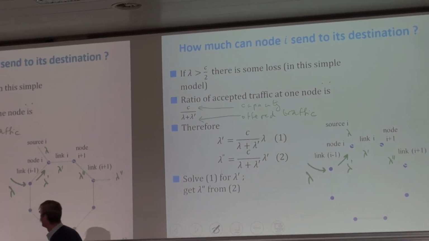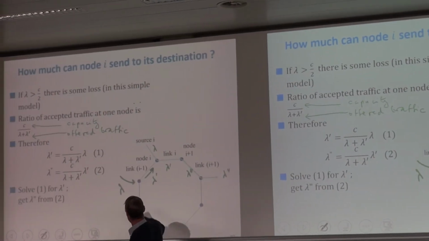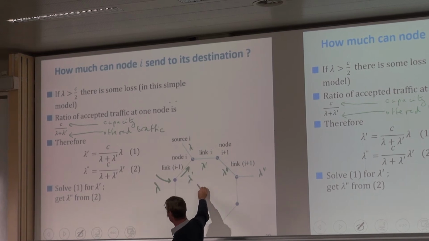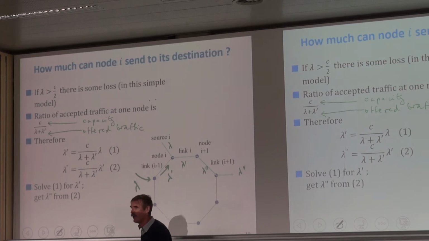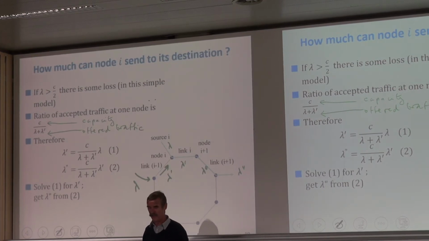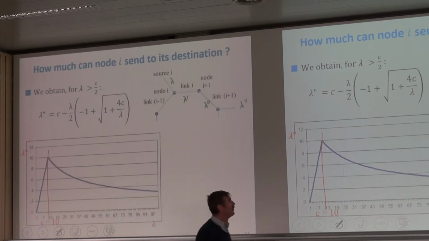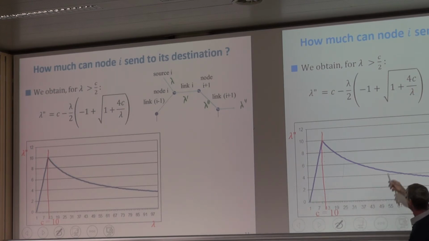This is relatively straightforward. Now, what is my problem? I know lambda. I want to find what is lambda second. I have this intermediate variable lambda prime, but since I have two equations, I can eliminate lambda prime, and with a bit of maths, I can get lambda second from lambda. This is what I did here. We have a quadratic equation to solve, and we obtain here lambda second is given by this formula.